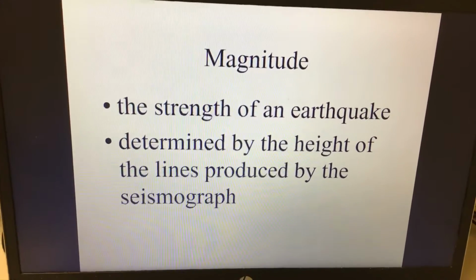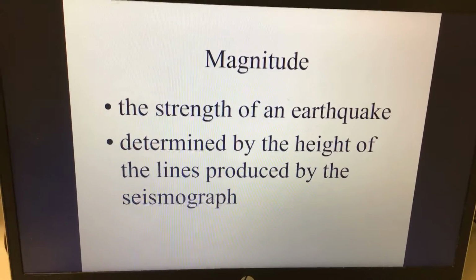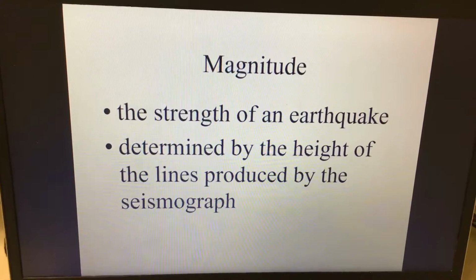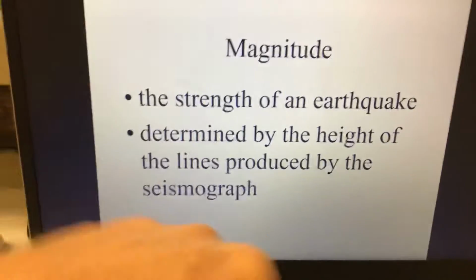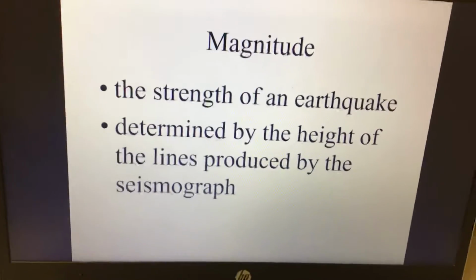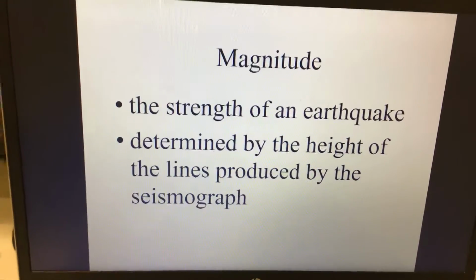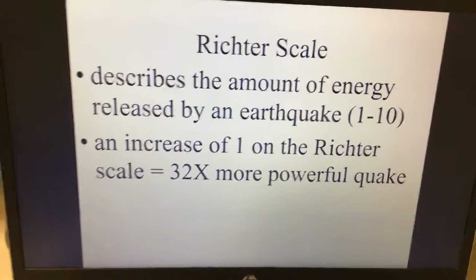When they talk about the magnitude of an earthquake, it's the strength of it, and it's determined by how big those lines are on the seismograph. So if it swings a lot, then it's going to have a high magnitude. Maybe it barely budges, it's going to have a low magnitude.